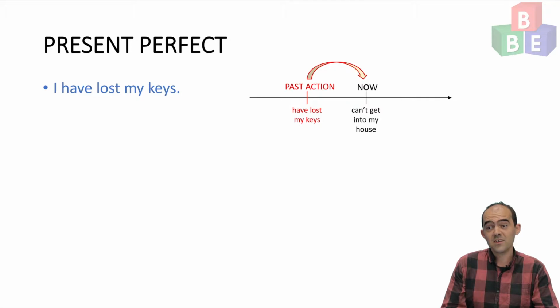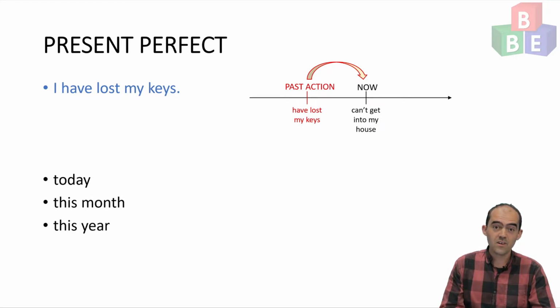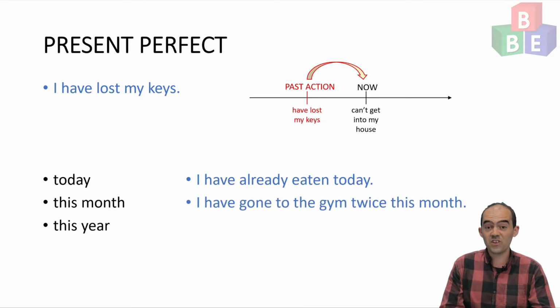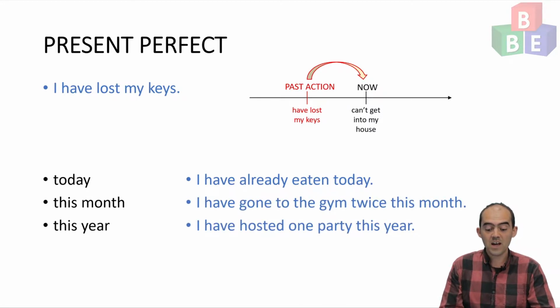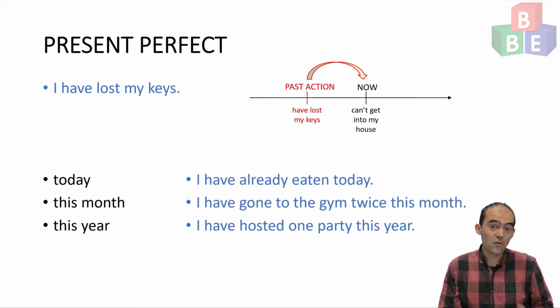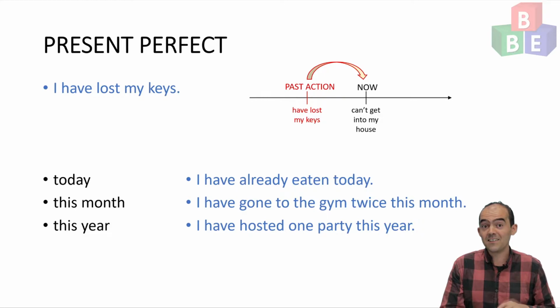For this reason, with the present perfect, we use unfinished time expressions like today, this month, this year. For example, I have already eaten today. I have gone to the gym twice this month. I have hosted one party this year. Today is not finished, so I have already eaten today, but I could possibly eat more later.